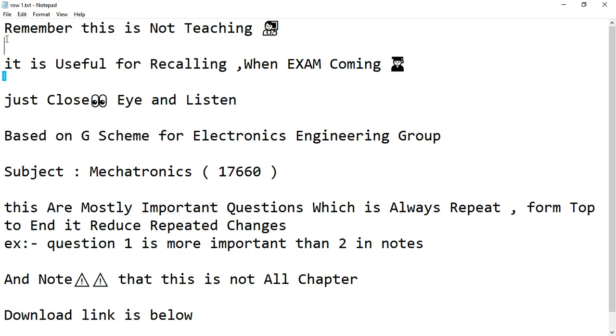Row 1. Text, Notepad window, text editor, editing. Remember, this is not teaching material for a teacher. It is useful for recalling when the exam is coming, for students.